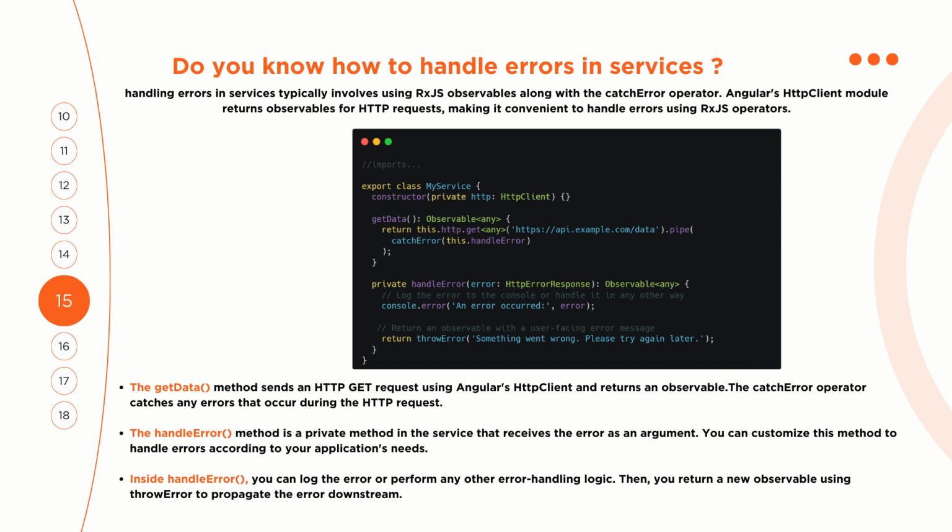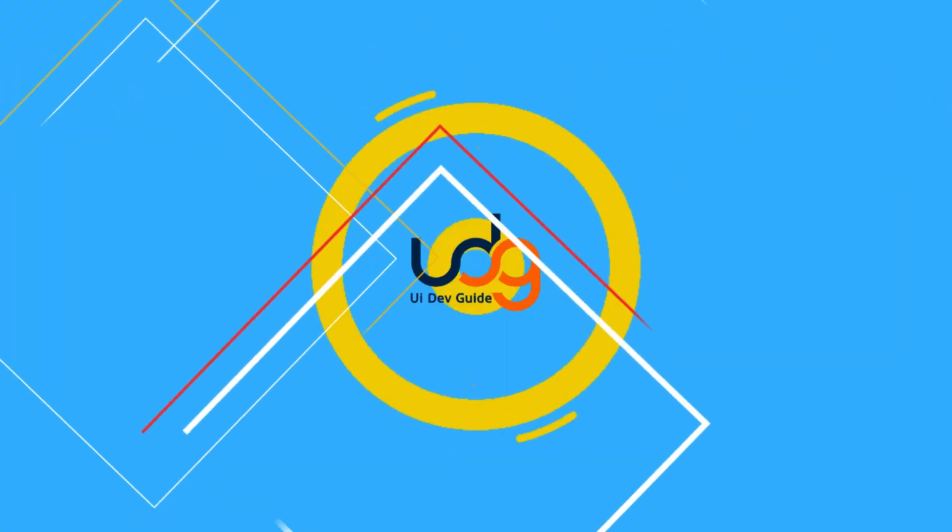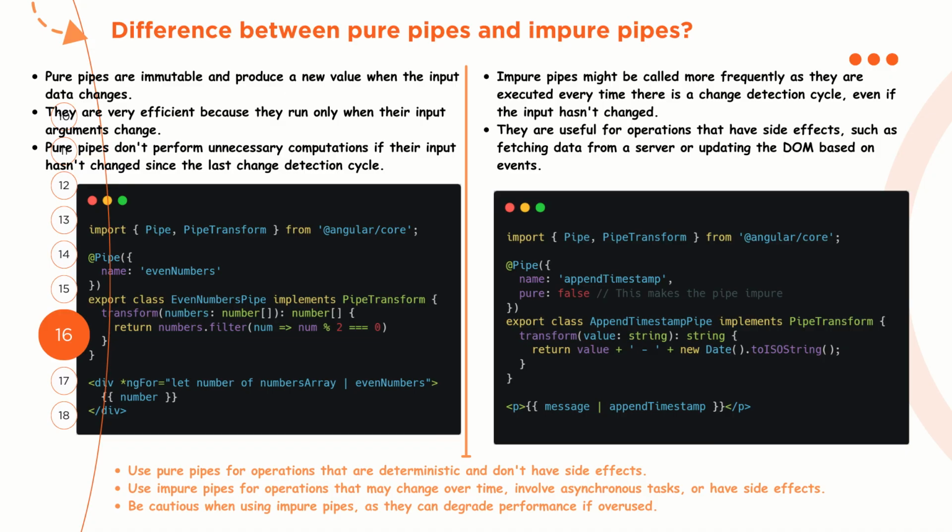Okay, so you mentioned pure pipes and impure pipes related to Angular. Do you know the difference between both? Pure pipe basically gets executed only when the input property changes, and an impure pipe is going to execute every time any Angular change detection cycle occurs. By default, an Angular pipe is pure. If you want to make it impure, we have to change that flag to false.